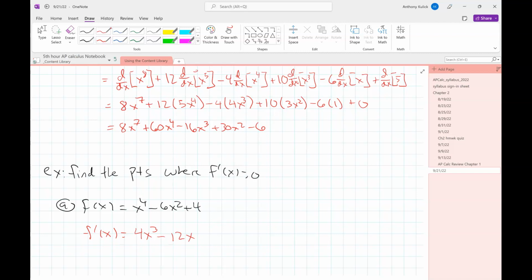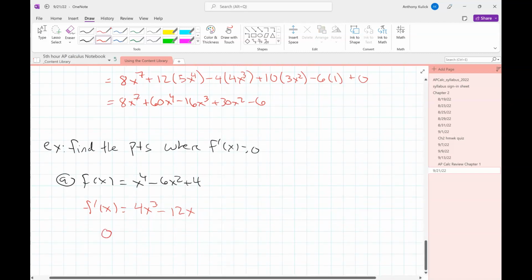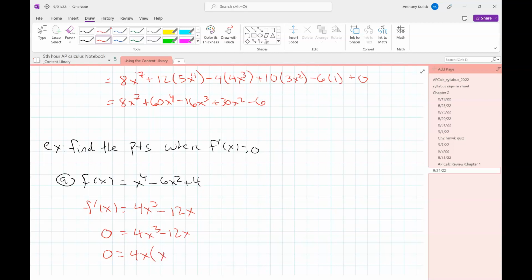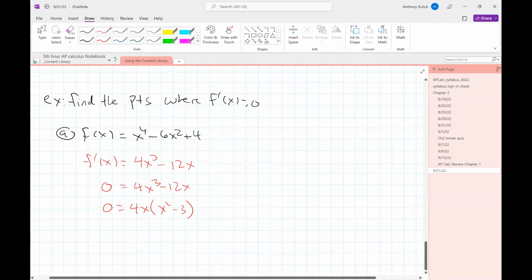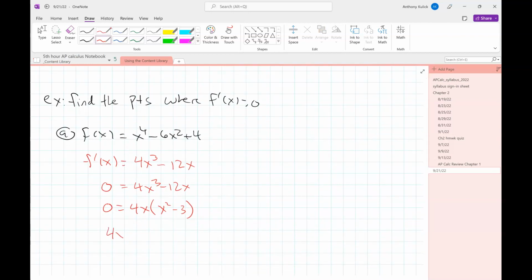That look good to you guys? Okay. So I'll set that equal to 0 then. How do I solve something like this? You don't need your calculator. I would factor out a greatest common factor of 4x. Okay, that looks good. Then what? Great. Apply the zero product property to set each term equal to 0.